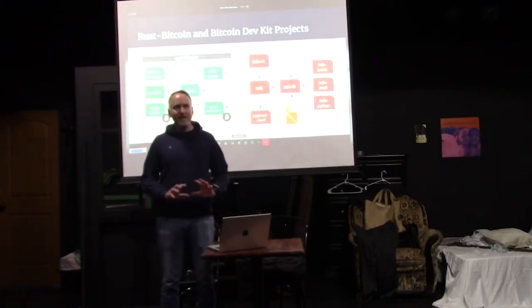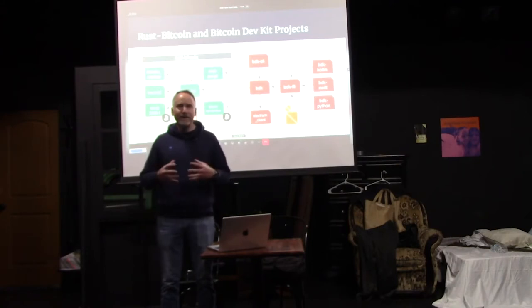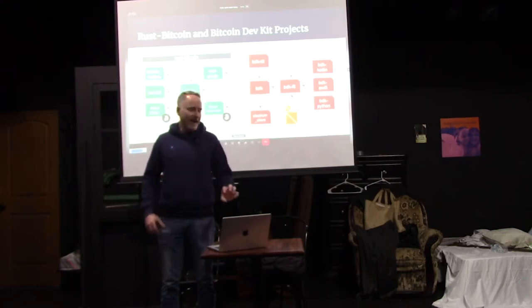All right, so this is a little map of the ecosystem in which Bitcoin DevKit lives. I mentioned Rust Bitcoin. Rust Bitcoin is there on the left side. What's interesting about it is it's just the primitives that you need to build Bitcoin applications. So it's like, what is a transaction? What is a block? How do signatures work? That's Rust Bitcoin's core.